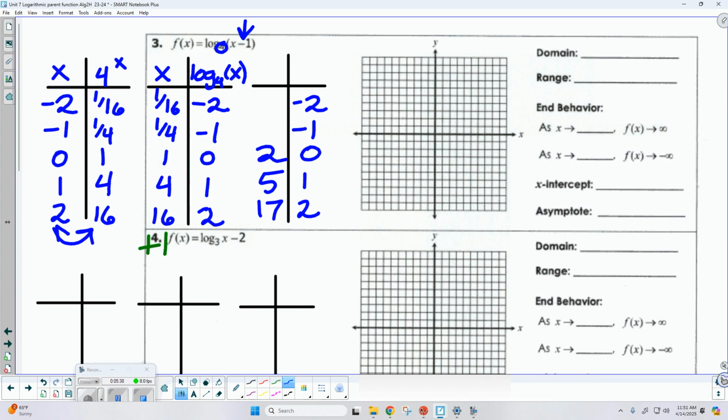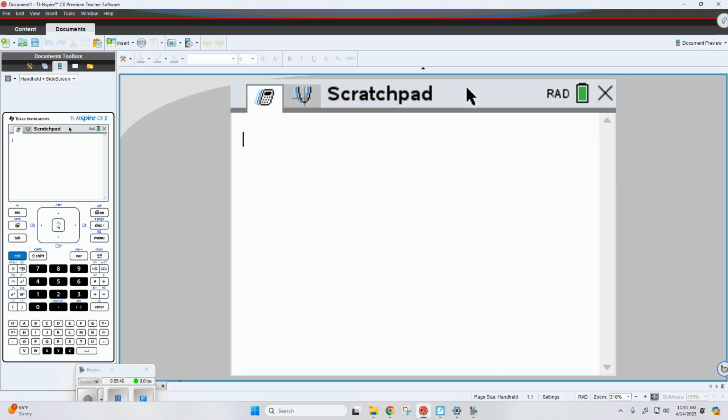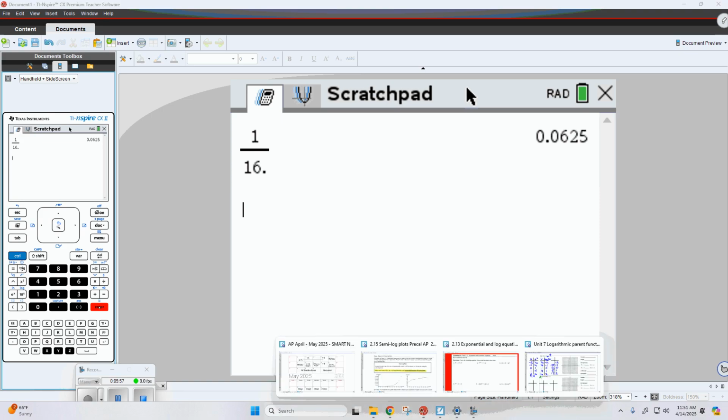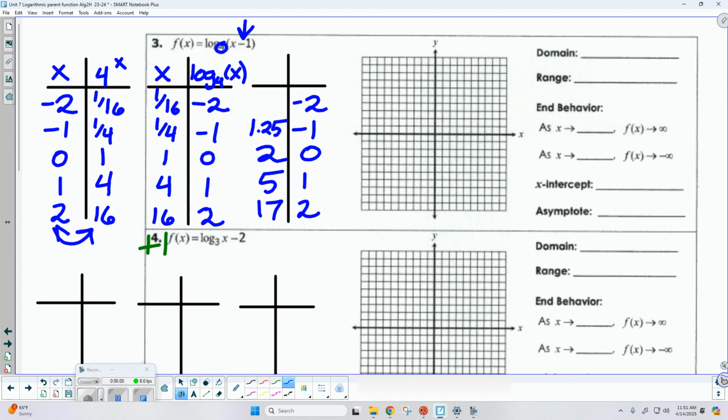Now, let's go ahead and change these to a decimal. 1/4 is 0.25. So that would be a 1.25. And let's see what 1/16 is. So I'm going to come on over here to my calculator. 1 divided by 16. That is not what I wanted. 1 divided by 16. Let's put a point there. So I'm getting 0.0625. So if I add 1, 1.0625. So now I've got points on the actual function that I want. Here's log base 4 of x minus 1.